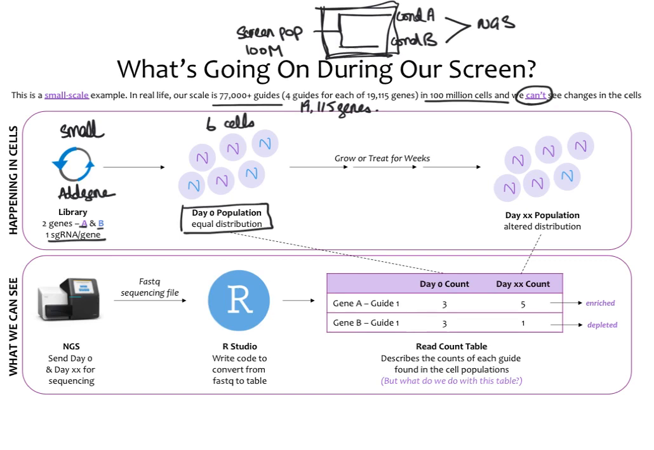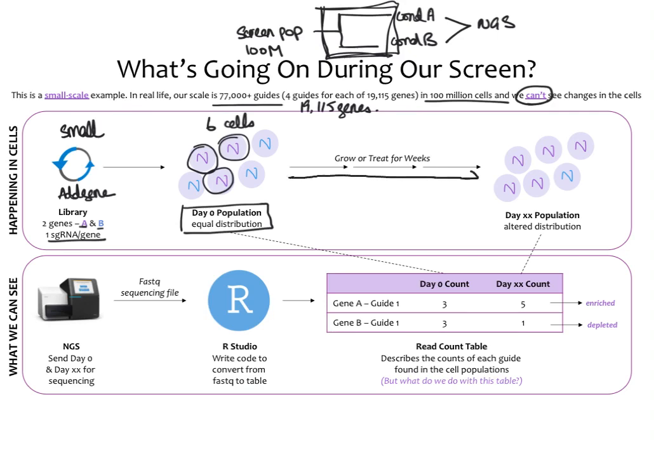So we have two guides, we have six cells, so we're gonna have three cells that have every single guide in them, okay? So since we have gene A and gene B, we're going to have three cells that have gene A and three cells that have gene B. And then we're going to do our screen.